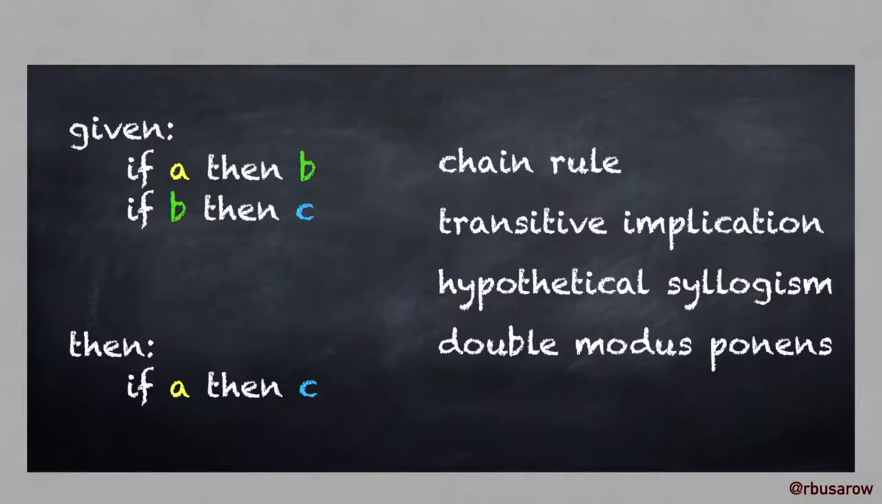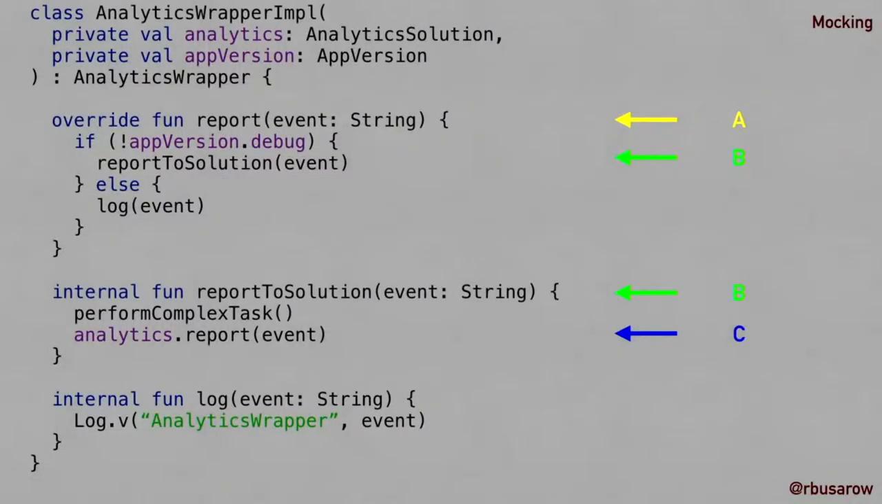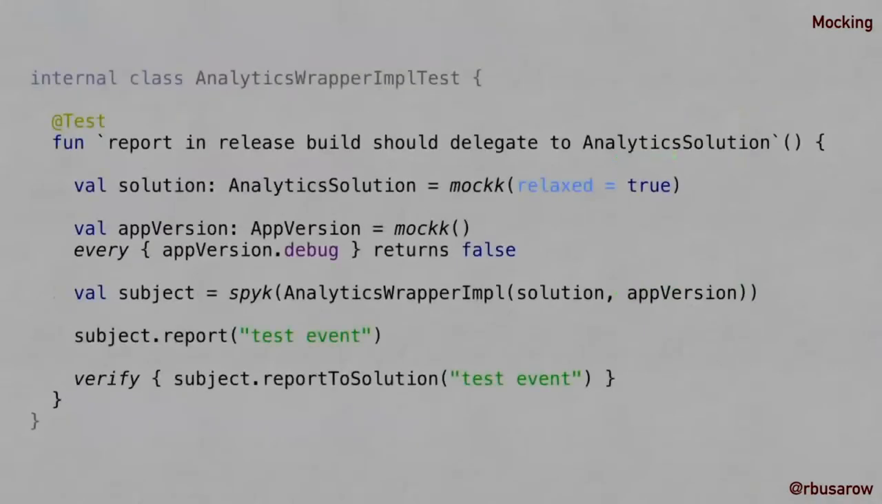And we could maybe use this in our testing, right? So if we look at this function or this class again, we can split it apart so that if we're not in a debug build, we can call this report to solution function. And if we're in a debug build, we can just log it. And now we can see that if we're in a release build, we will call report to solution, which is B. And then if we call B, we should get C. So now if we test that, it seems like we can do this chain rule thing and verify that everything is working. So let's see how that would look.